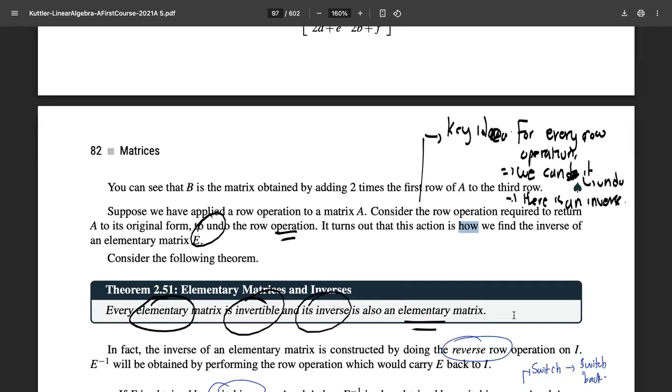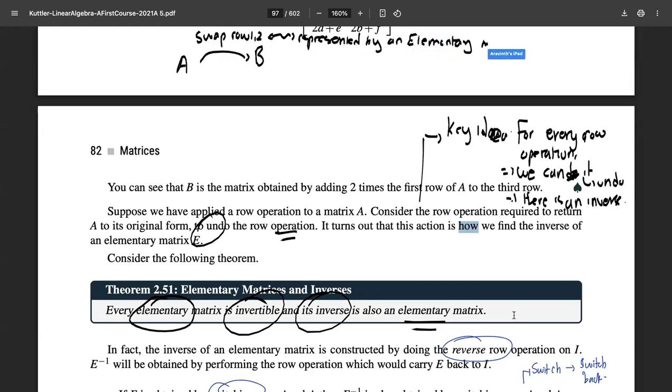Let's look at the idea that I talked about earlier. If I'm swapping 2 rows, we know that there is an elementary matrix for that. And if I want to undo the swap, I have to swap back, right? So let me write this down. If I have matrix A and I swap row 1 and 2 to get matrix B, this can be represented by an elementary matrix.